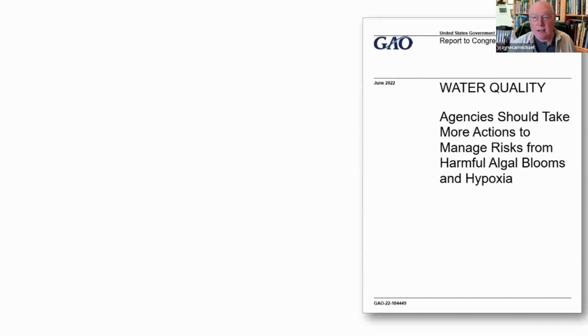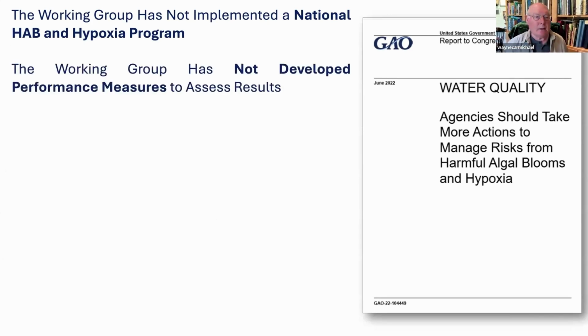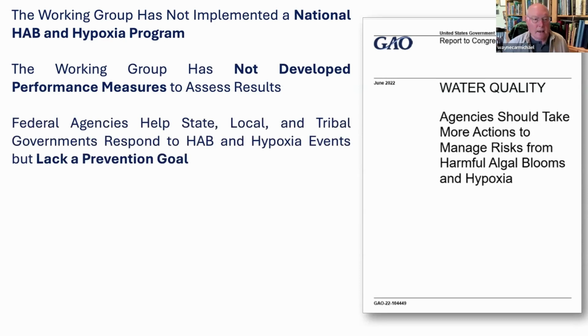Let's go back to that GAO report that I mentioned earlier. Coming out of that report were lots of recommendations, but what's happened to those recommendations? Well, that working group has not implemented a national HAB and hypoxia program. The working group has not developed performance measures to assess the results. What they have done is help state, local, and tribal governments respond to HAB events and hypoxic events, but it lacks prevention.